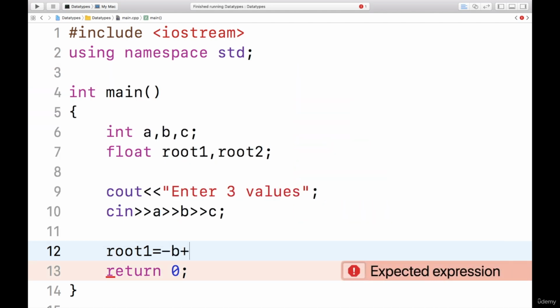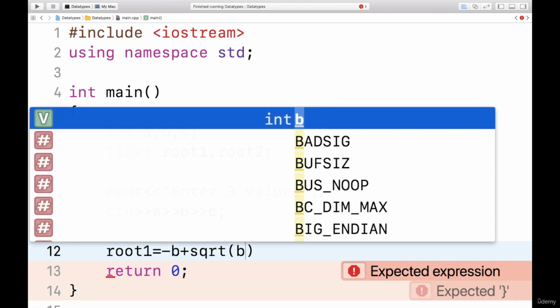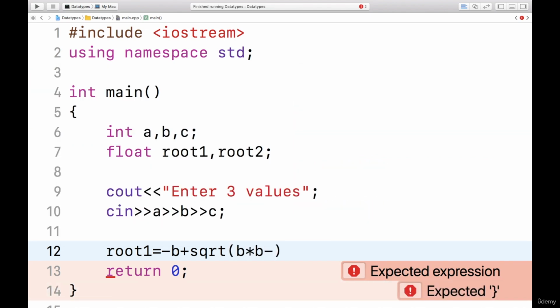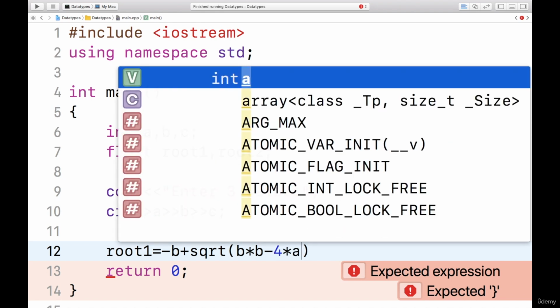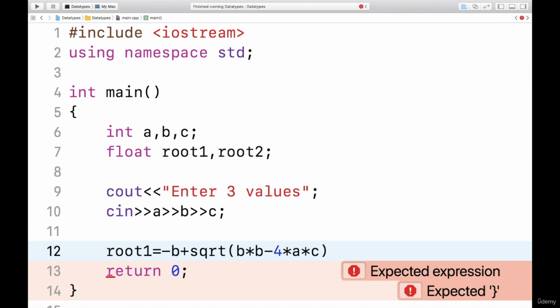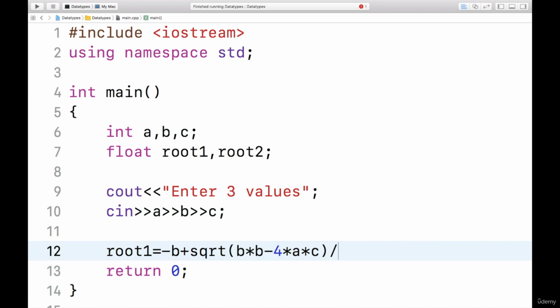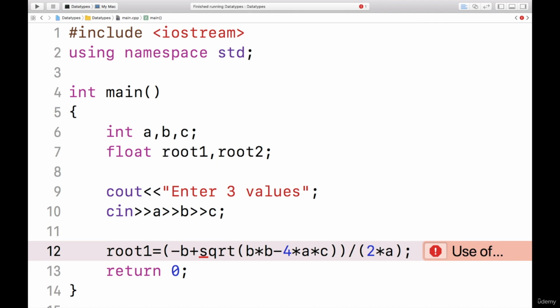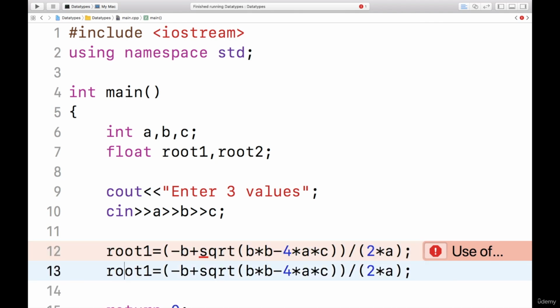Now how to find the root: root1 is minus b plus sqrt of b into b minus 4 into a into c. Then this is divided by 2 into a. So this 2a should be dividing the entire numerator. So all those things will come in the numerator. Now this is the perfect expression. Now same way I will find the second root also, and the second root is with minus.